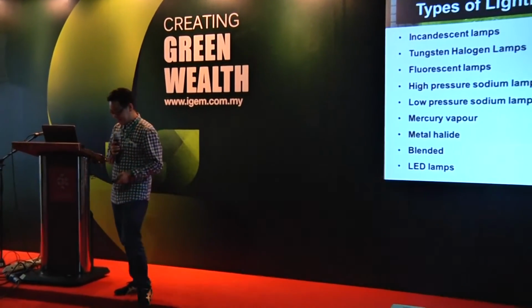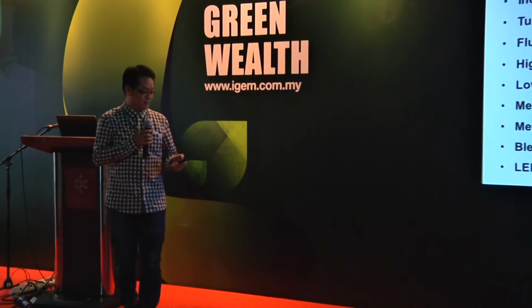Next, there's a list of lights here. Basically, you have incandescent and tungsten. These two groups we call filament-based lamps. These are more than 100 years old lamps. The first style of lamp by Edison is the incandescent lamp, just a bulb, nothing else. It's just a wire, you burn it, that's it.